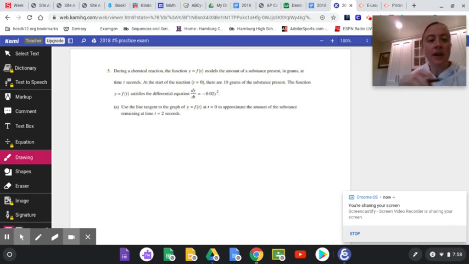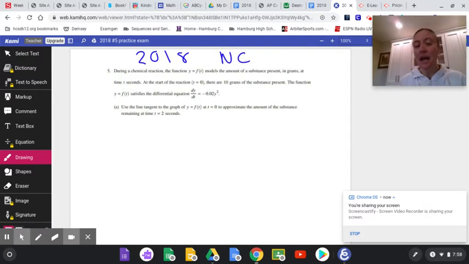Right, we've got another great question here. This is a 2018 number 5, so it is non-calculator, and it is not in your notebook, so you'll need to either print it out or copy it down for yourself.